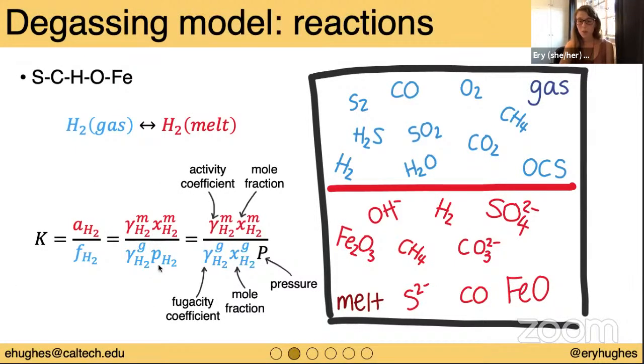We can further expand this partial pressure term to be the mole fraction of that species in the gas times the pressure of the system. And in this way, we now have an equation that relates a compositional component in the gas to its concentration in the melt. And we can write similar equations for all the different species, and this is typically how we model water and carbon dioxide solubility in melts.